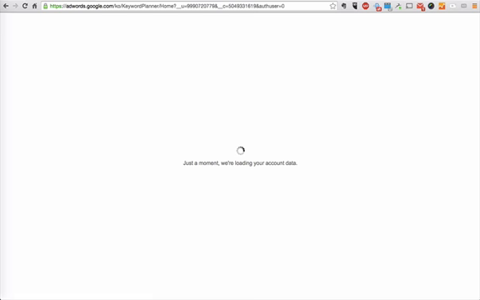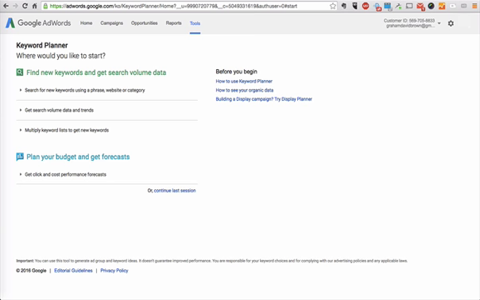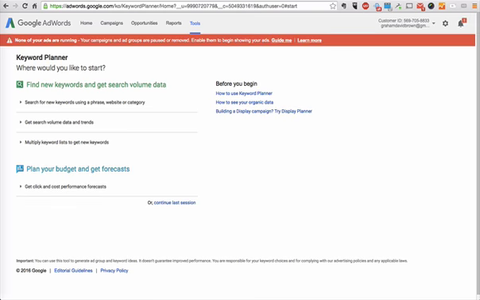It should ask you to log in. I've already logged in, so it takes me straight to the home page. You can use your Google account to log in and sign up.